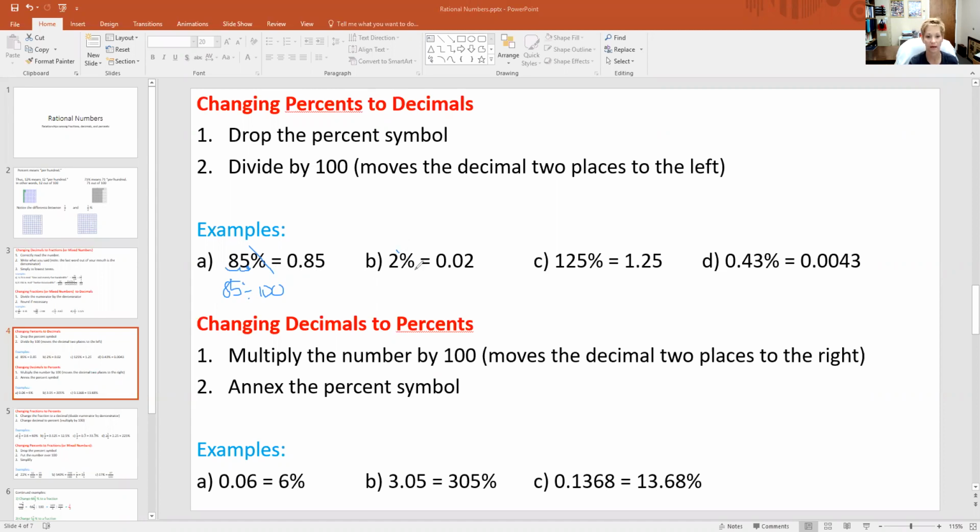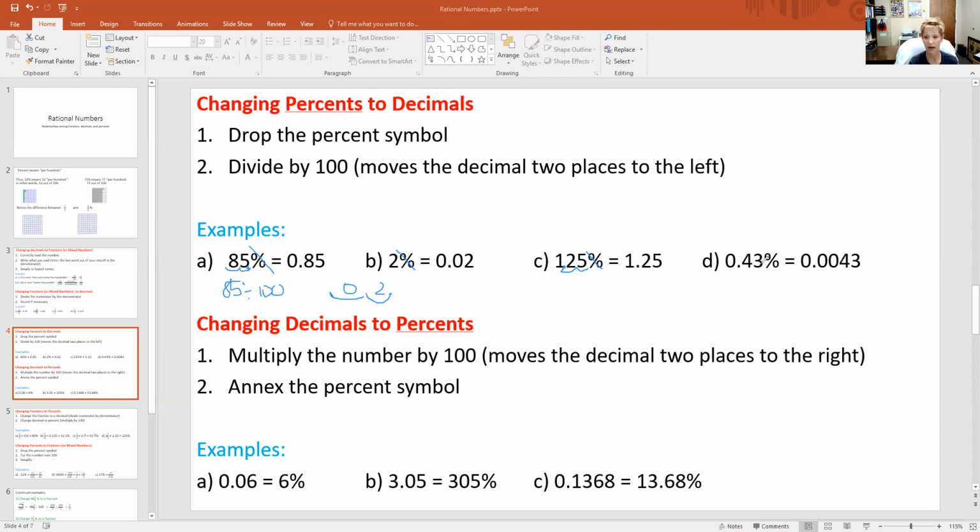All right, same thing. That percent sign goes away. Where's the decimal in the 2? Well, it's at the end. So when I divide by 100, that moves it 1, 2 places to the left. So that's why I get decimal 02, 2 hundredths. The same thing, that percent sign goes away, that decimal goes 1, 2 places to the left. So it's 1 decimal 25, 1 and 25 hundredths.